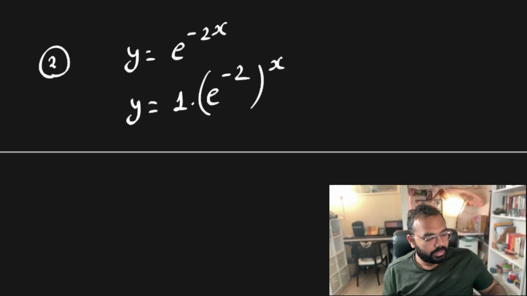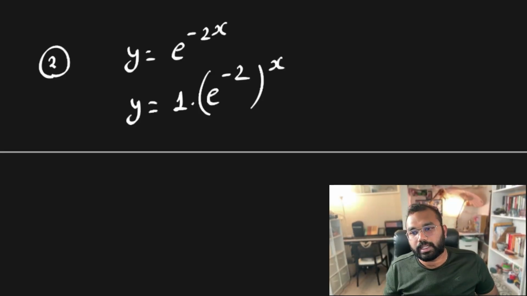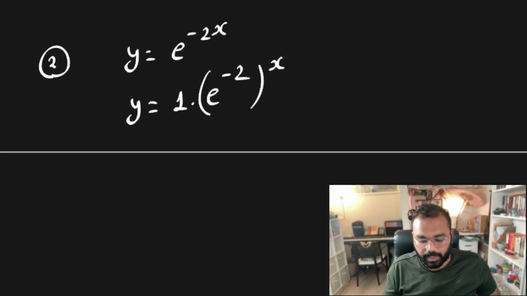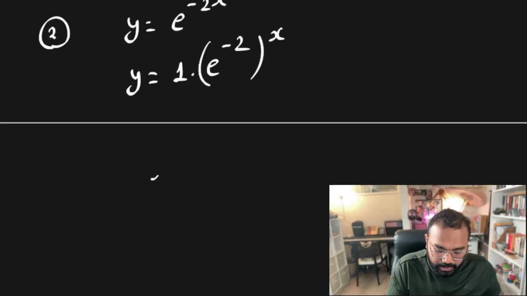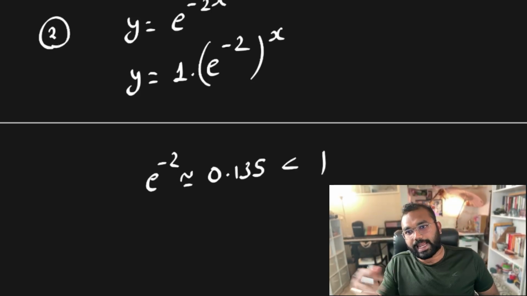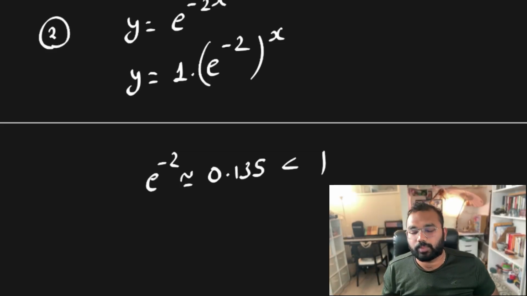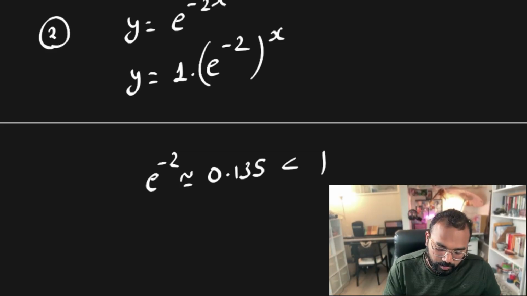So take a calculator and find e to the power of negative 2. e to the power of negative 2 is approximately 0.135. Therefore, this value is less than 1. So as time goes by, your value is coming down. So it is an example for exponential decay.